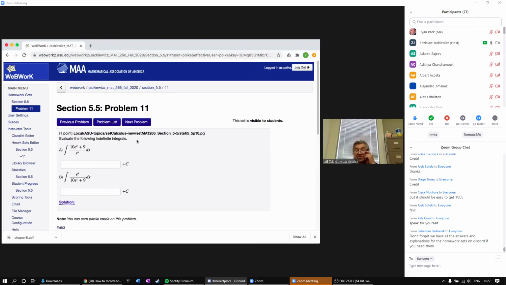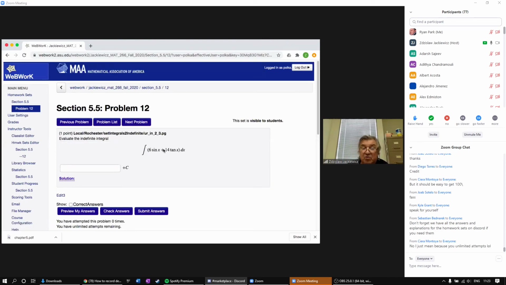Here you have two parts. This one you split in two. So this integral is 10 plus 9 e to the power minus x, and you substitute for u equal minus x. That's how you solve this. This one you make the substitution right away: u equal e to the power x, or u equal 10 e to the power x plus 9, even better. Again, the substitution does not have to be unique.